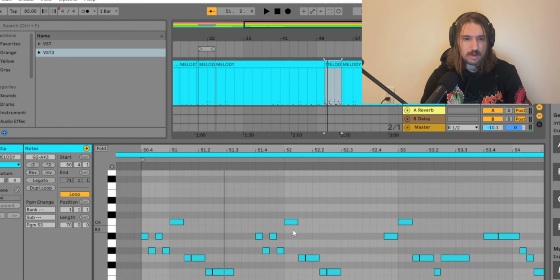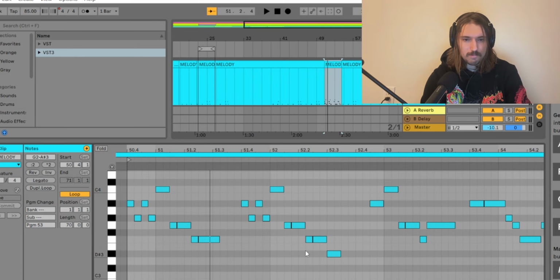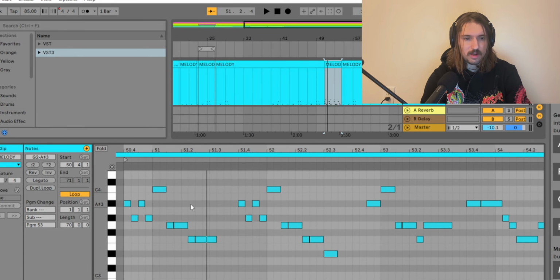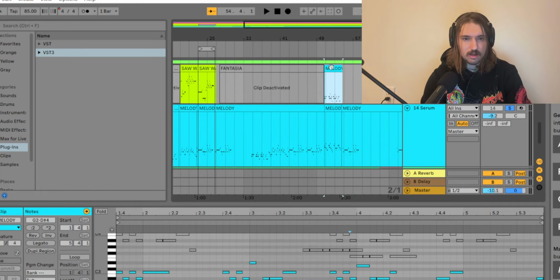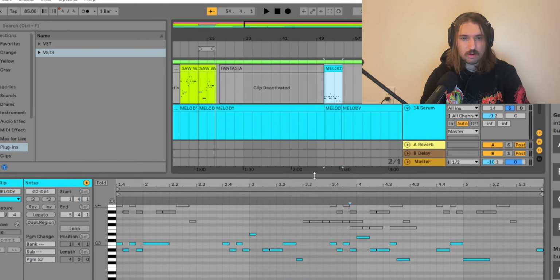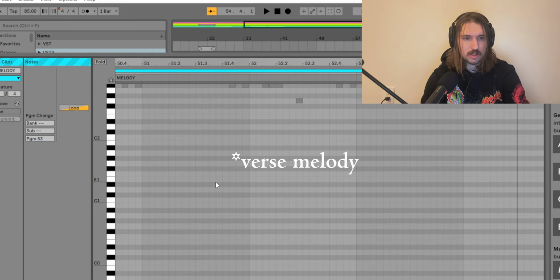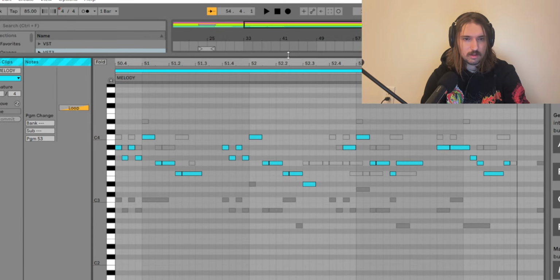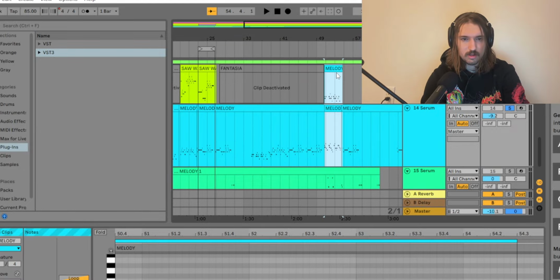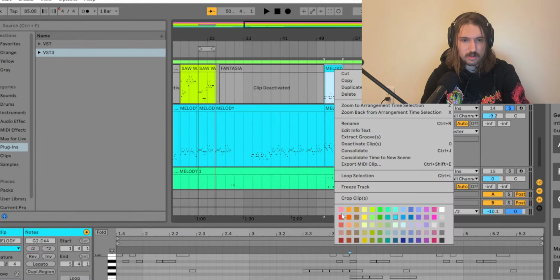Okay, so now we have something new. Now, this pattern already looks familiar. It looks like our chorus melody that's being reused again. Oh, let me color code them differently. I'll make the chorus melody red.